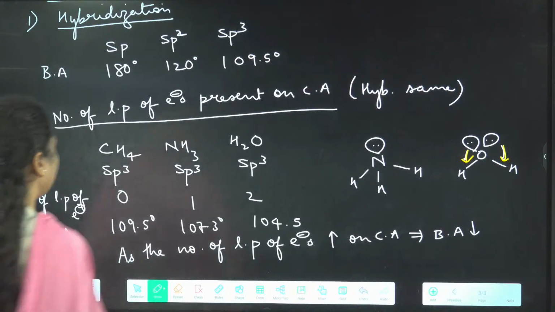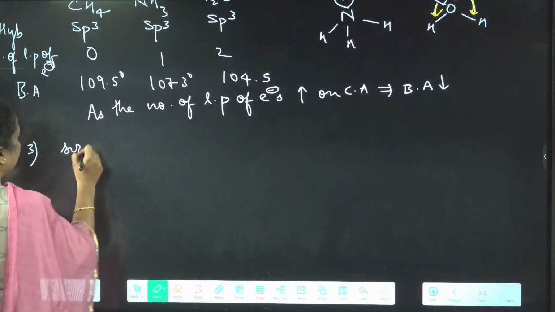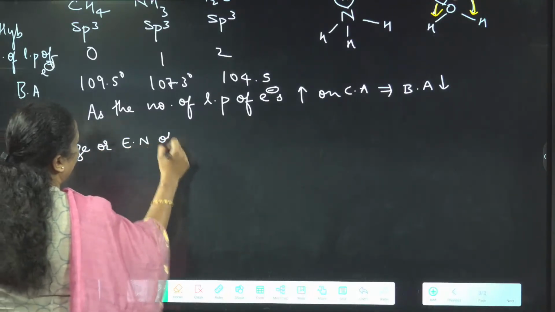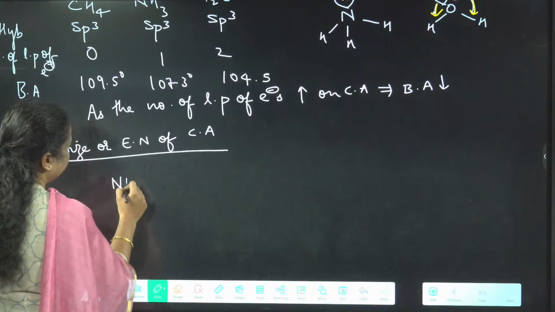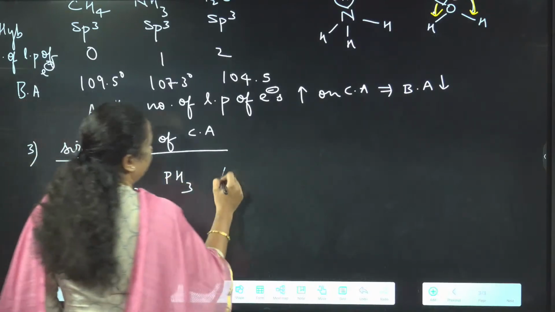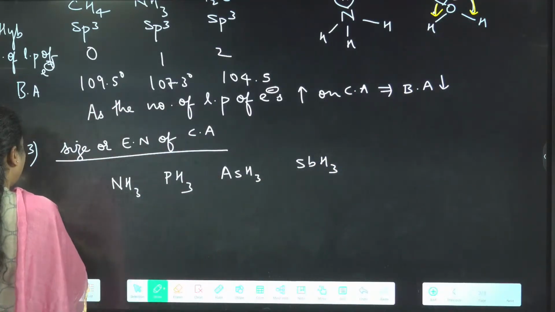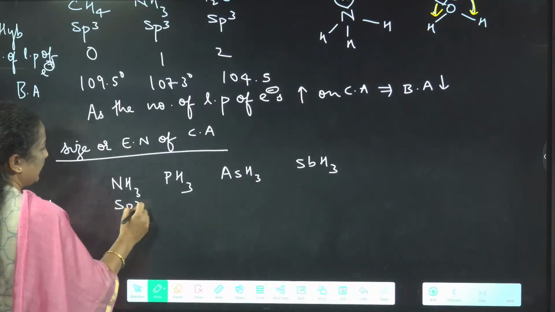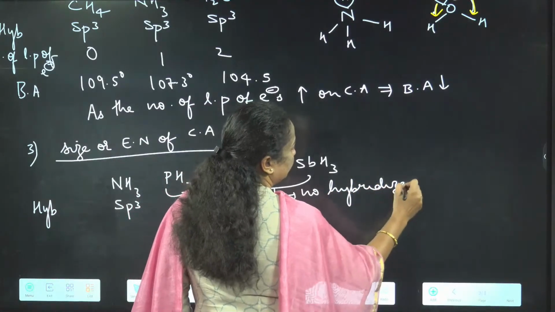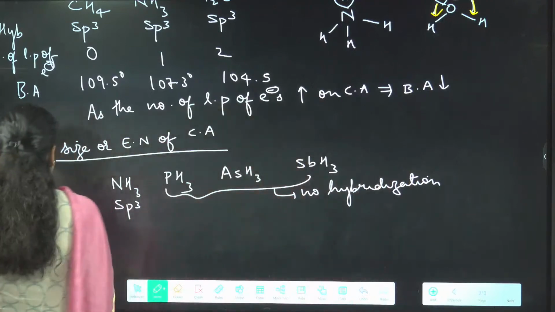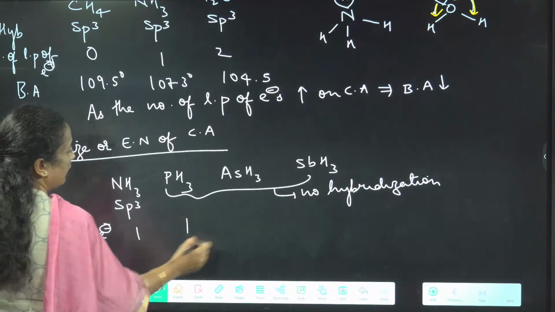Yes, are we done writing? Okay. Now, let us proceed further. After that, we need to see the size or electronegativity of the central atom, right? So, in this case, let us say I am writing here NH3, PH3, AsH3, SbH3, right? Now, the hybridization over here is sp3, and here they do not undergo any hybridization, okay? No hybridization. And the number of lone pair of electrons here is 1, 1, 1, 1, right?